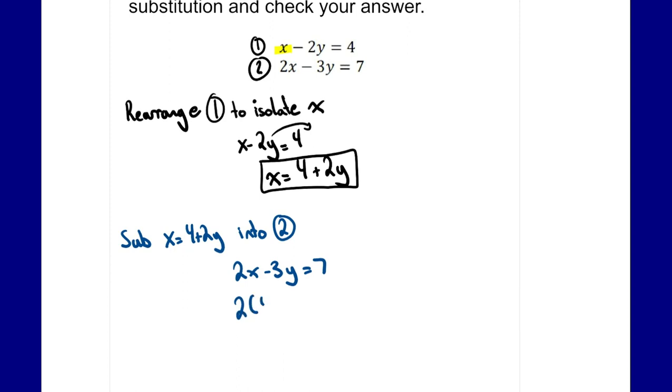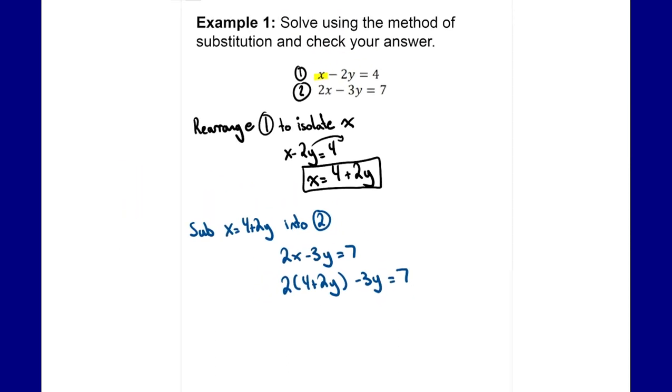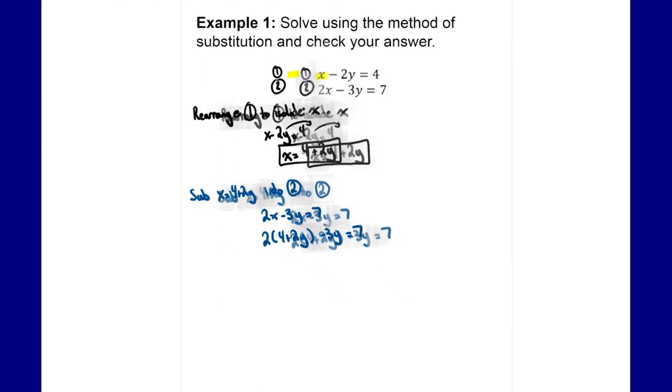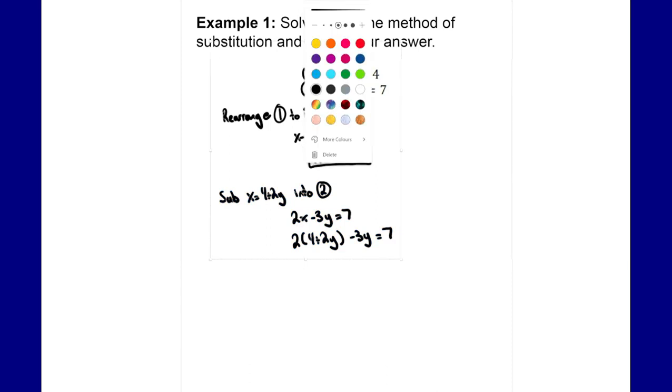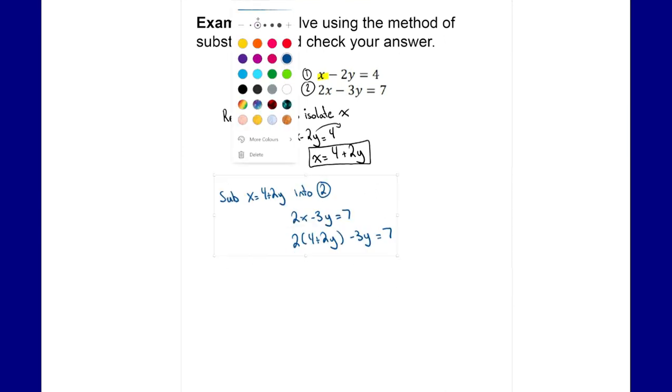So 2 times 4 plus 2y minus 3y equals 7. So now I've substituted one equation into the other and removed one of the variables. So when I look at this equation now, there's only one variable there, the y variable. I'm going to have to change this up a bit because I'm not going to have enough room. Just bear with me for one second, just changing up the sizing.